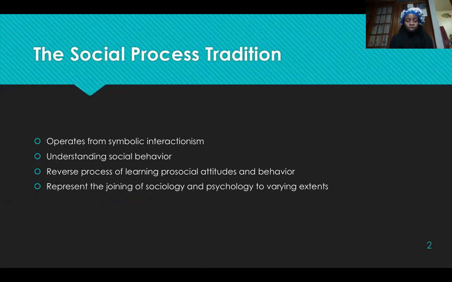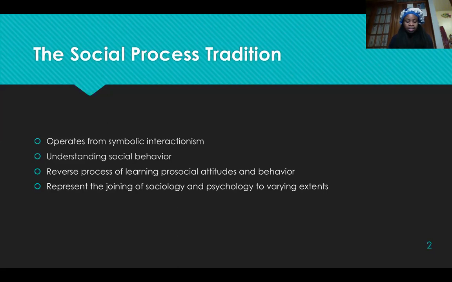So our first section goes into the social process tradition, okay? When it comes to the social process tradition, social process criminologists operate from the sociological perspective known as symbolic interactionism. Symbolic interactionists focus on how people interpret and define their social reality and the meanings they attach to it in the process of interacting with one another via language. And this language is symbols, okay?